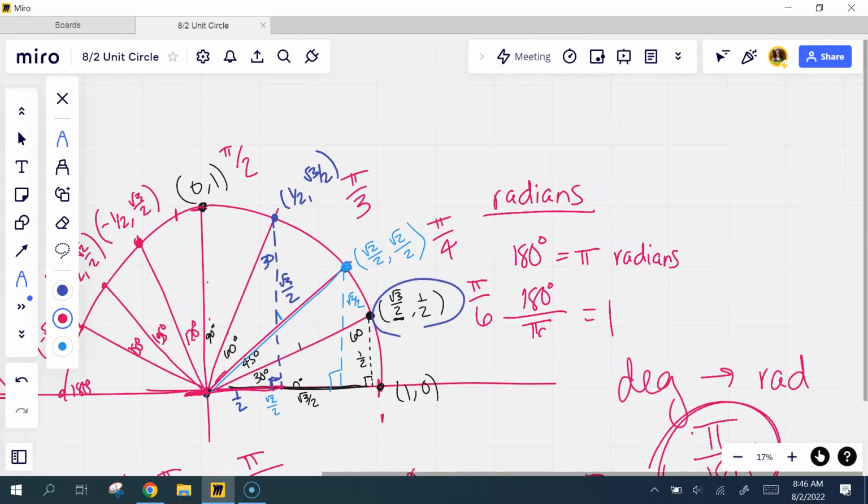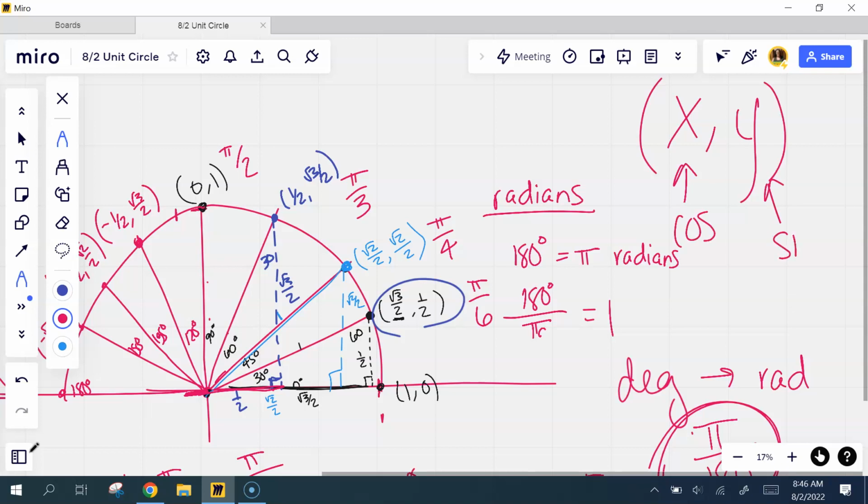It's one of the coordinates. So if every coordinate on here, if you've got x and y, the x is your cosine value, the y is your sine value. So now, what is the cosine of 30 degrees? Square root of 3 over 2. That's exactly right.